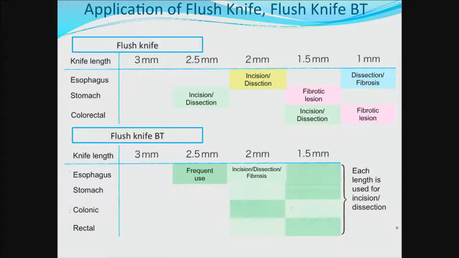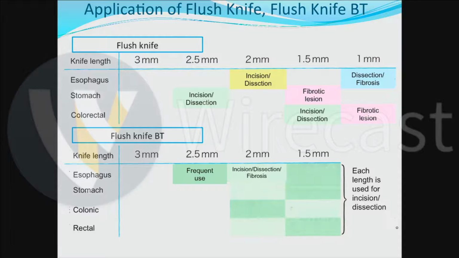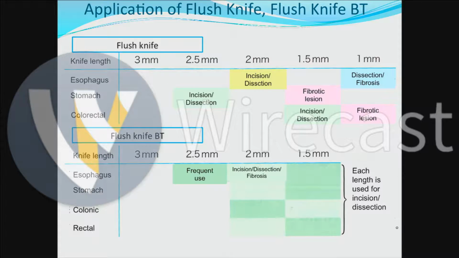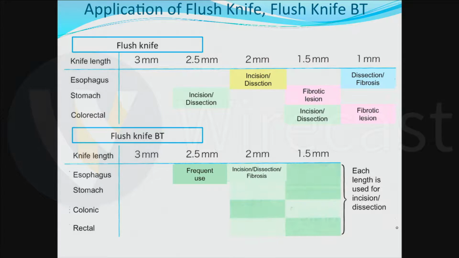The application of Flush knife and BT is shown in this table. As for the Flush knife, 2.5 millimeter and 1.5 millimeter are useful. For esophagus, shorter 2 millimeter and 1 millimeter are used. For colorectal, short 1.5 and 1 millimeter are safe. And for Flush knife BT, I have shown in the last picture and the video, each length is used for incision and dissection safely.